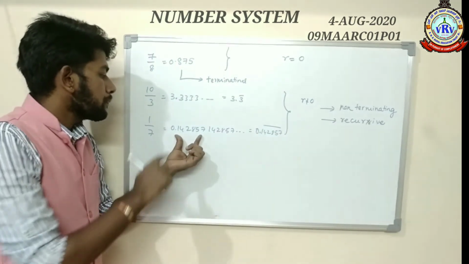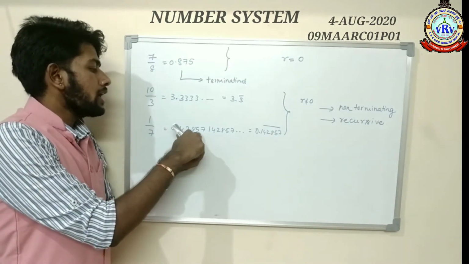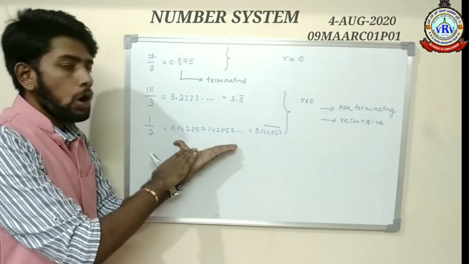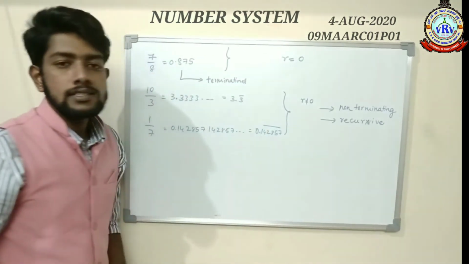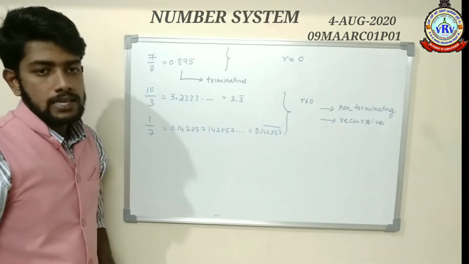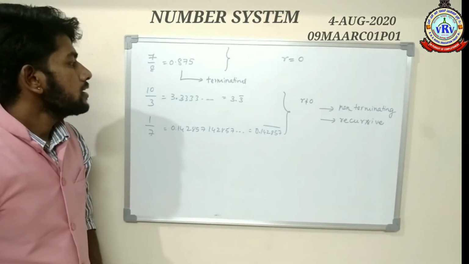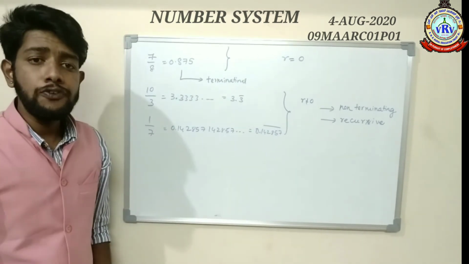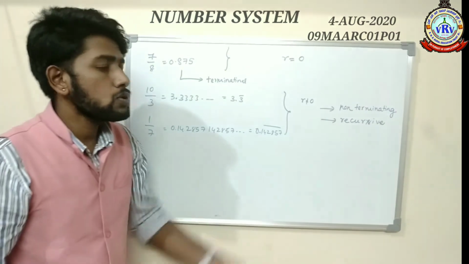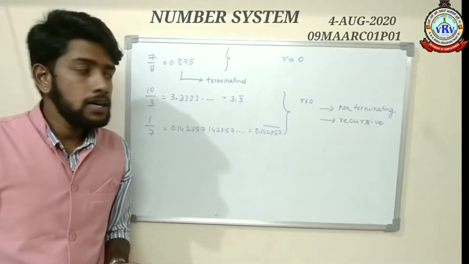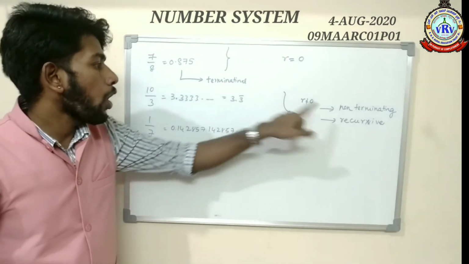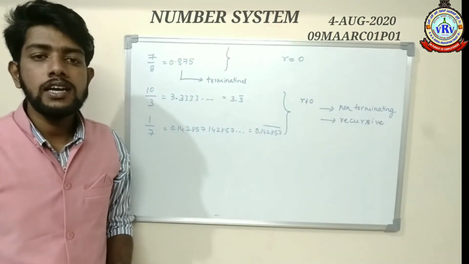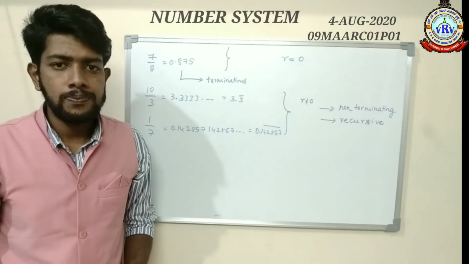Here the block of digits 1, 4, 2, 8, 5, 7 repeats indefinitely, so this is also non-terminating but recursive. So I can define a rational number using these: a number which is either terminating or non-terminating recursive is a rational number.